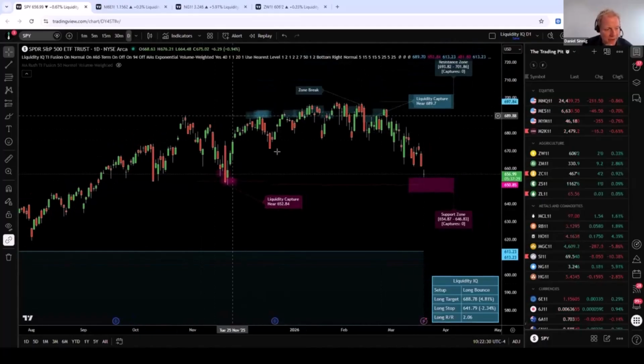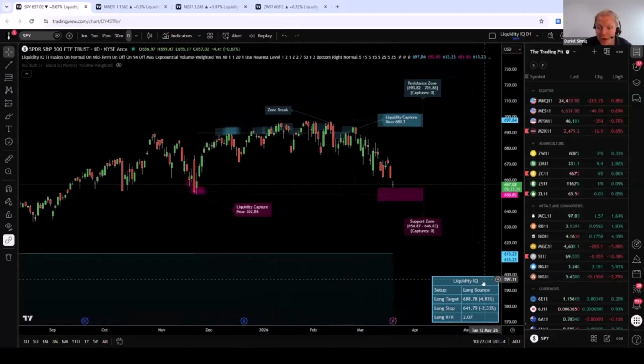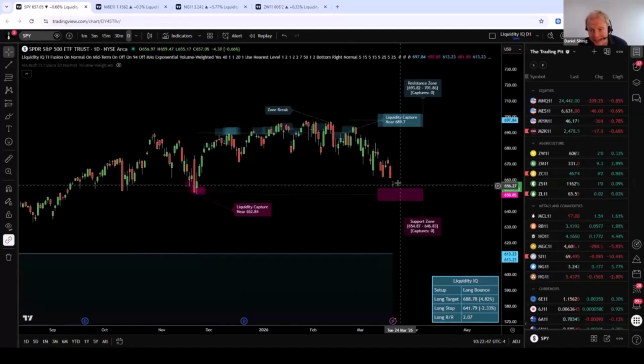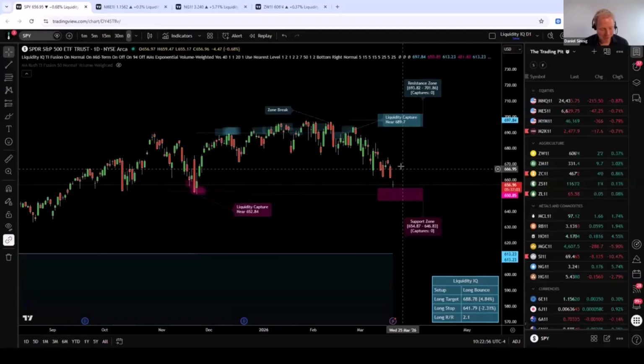I'm going to go to some other symbols in just a second, but I want to point out one more thing. Look what you see down here. This is our info box, or our setup box as we call it. It tells me what is going on right now this second, which setup is at play right now. And look what it writes down here. Setup, long bounce.